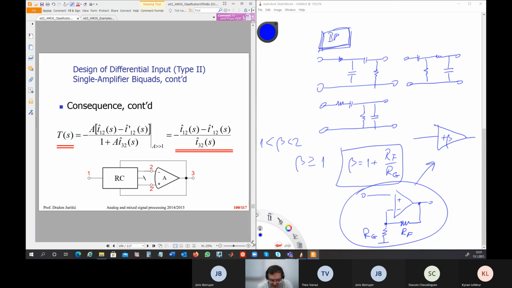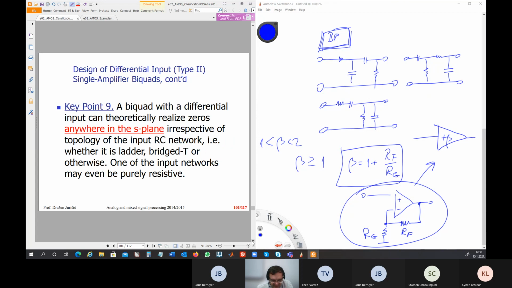Here is the whole network. So this here is the transfer function in the input. This is feedback. You have a biquad with differential input, which can then realize zeros anywhere in the S-plane. So you don't need anymore to have twin T. You can use a simple bridge T network.